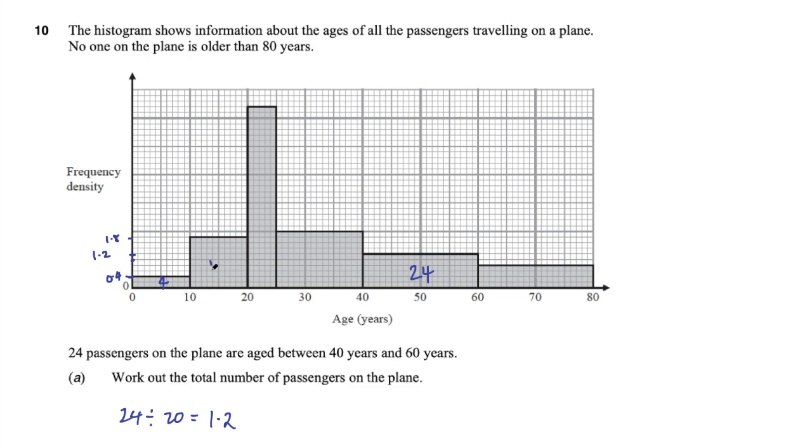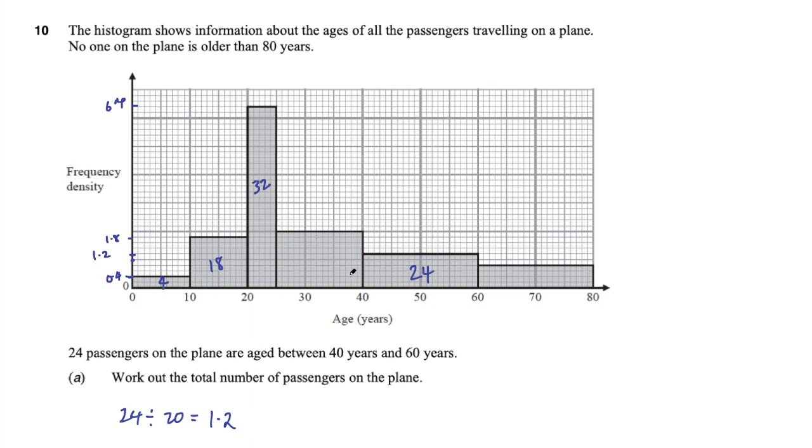1.8 times 10 is 18. This third bar has a height of 1, 2, 3, 4, 5, 6, 6.4. And that's multiplied by 5. 6.4 multiplied by 5, I worked this out earlier, that's 32.